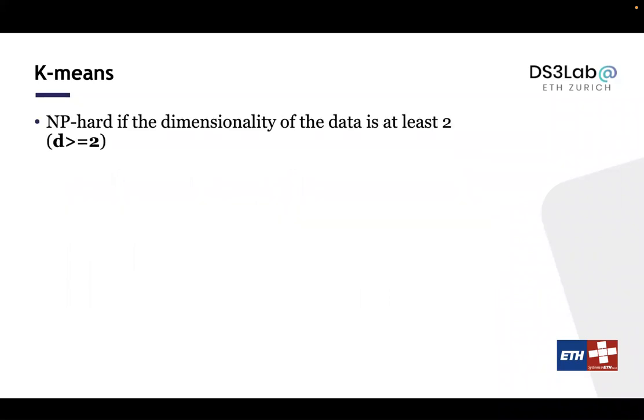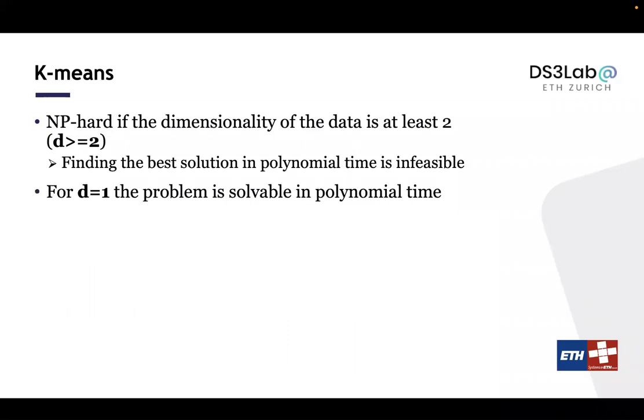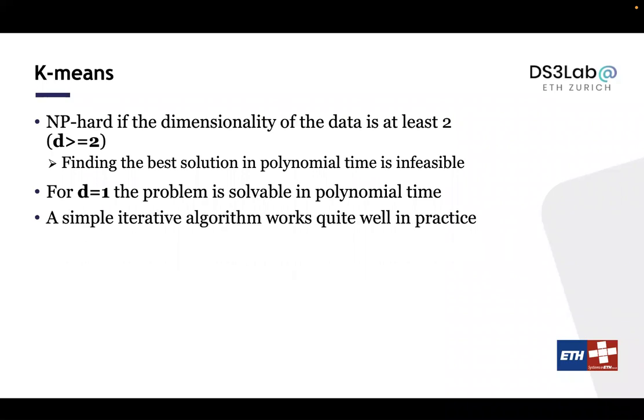It looks very simple, but it's very hard. It is NP-hard if the dimensionality of the data is at least 2. With low-dimensional data, like one-dimensional data where every single example corresponds to a single value, it is in P. But real data is often higher dimensional, so it's actually very hard to have an exact algorithm for k-means, even though it looks very simple.